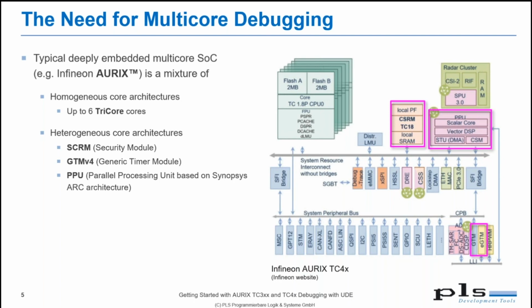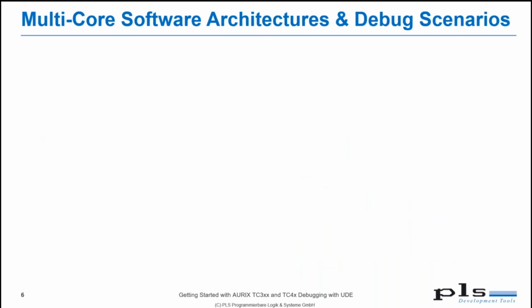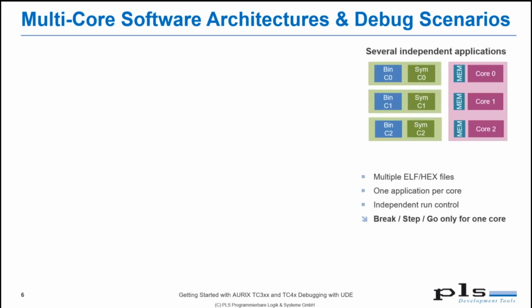Of course, such a mixture of homogeneous and heterogeneous cores has a significant impact on the software architecture of the application that should be executed on such a multi-core system. And of course it also has a deep impact on the debugging. So basically, in such systems, we can differentiate three scenarios for software partitioning.